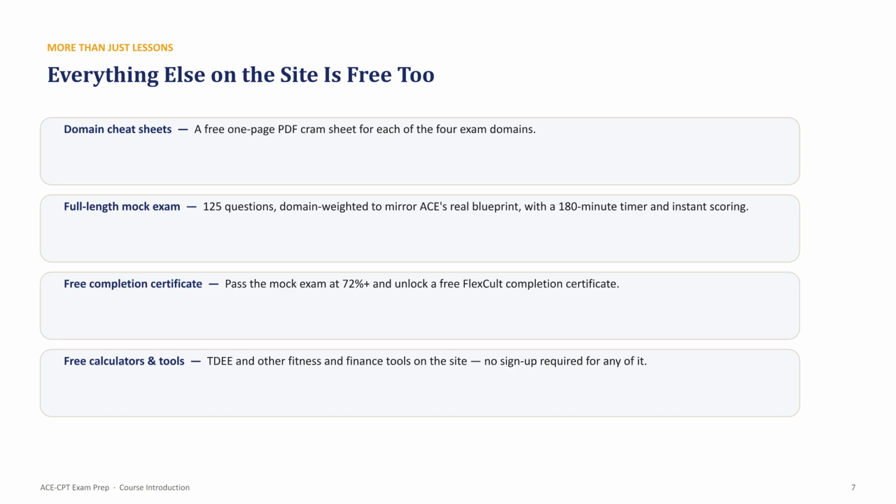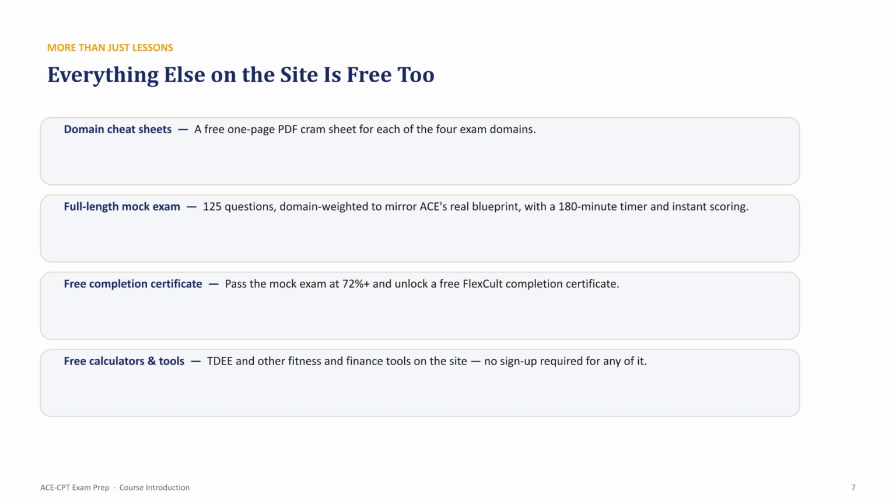Now, this course doesn't stand alone. There's a whole set of free resources around it on the website, and I want to make sure you know they're there. First, domain cheat sheets, a free one-page PDF cram sheet for each of the 4 exam domains, perfect for a quick review before test day.